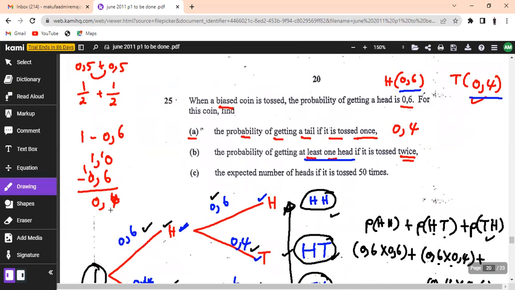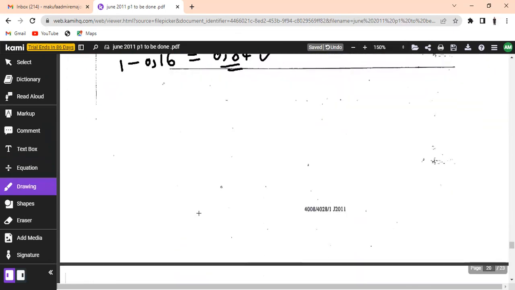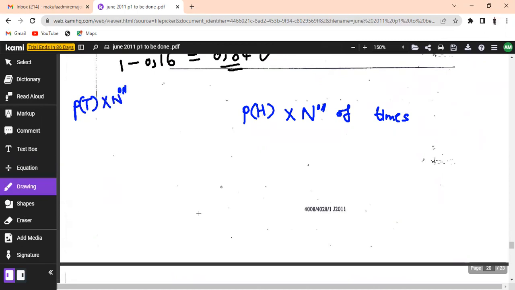Okay, then on number C, we are now asked to calculate the expected number of heads if it is tossed 50 times. How many heads are we going to expect to have? Okay, so to calculate the number of heads or the number of tails, whatever you have, you are going to use the probability of getting a head times the number of times. That is the case, okay? If it was the number of tails that you are going to have, you are going to use the probability of getting a tail times the number of times, which was what was used there. So that is the case.